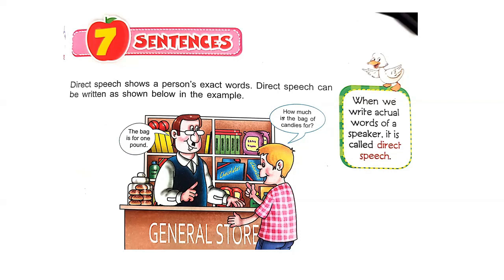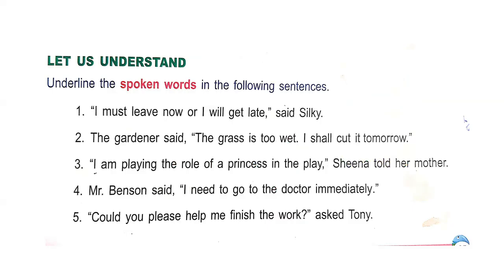Look at the exercise, let us understand, which says underline the spoken words in the following sentence. "I must leave now or I will get late," said Silky. So direct speech is the actual words that Silky has said. Those words are "I must leave now or I will get late." This is called spoken words, and these spoken words should be written between inverted commas that you can see on your screen, that are before I and after late.